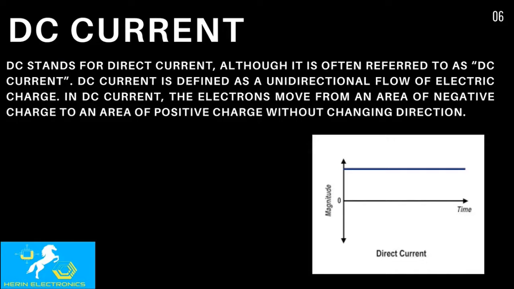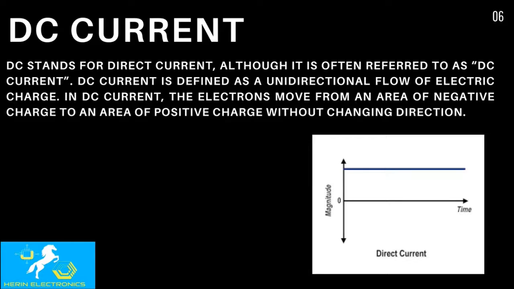So DC stands for direct current. Here the magnitude and the direction of the flow of charges is always constant at any time. That is, DC current is defined as unidirectional flow of electrical charge. In DC current, the electrons move from an area of negative charge to an area of positive charge without changing the direction. In the graph, we can see that the magnitude of the voltage remains constant and in a single direction throughout any given time. The source of DC current is usually a chemical cell or a battery. We use these chemical cells or batteries in many of our mini projects and all.